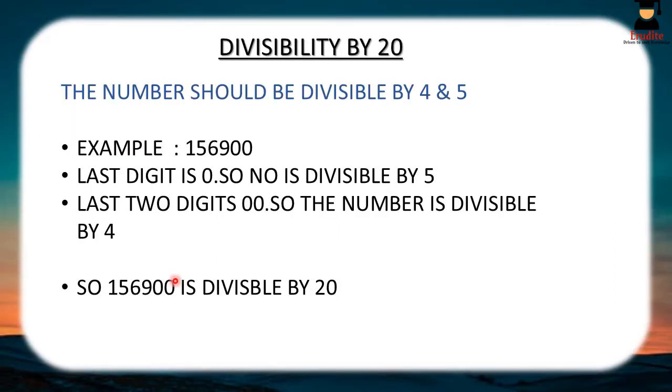Very easy. Again, divisibility test by 20. As I said, it can be expressed as a product of two co-prime numbers 4 and 5. So I need to see if any number is divisible by 4 as well as 5 to check the divisibility of 20. So for example, I am taking 156900. You can see the last digit is 0, so obviously it is divisible by 5. Again, the last two digits are 0, 0, so it is divisible by 4 as well. So I can say my number is divisible by 20.